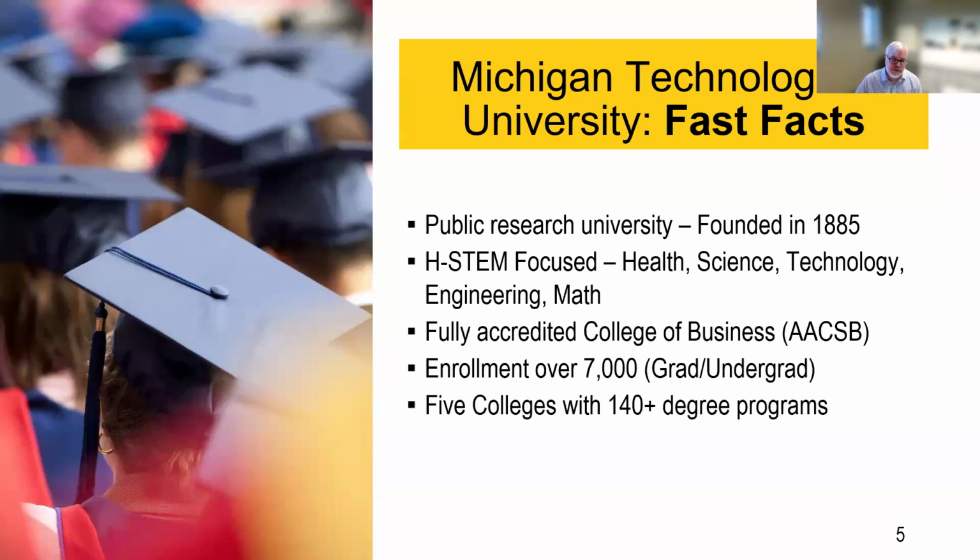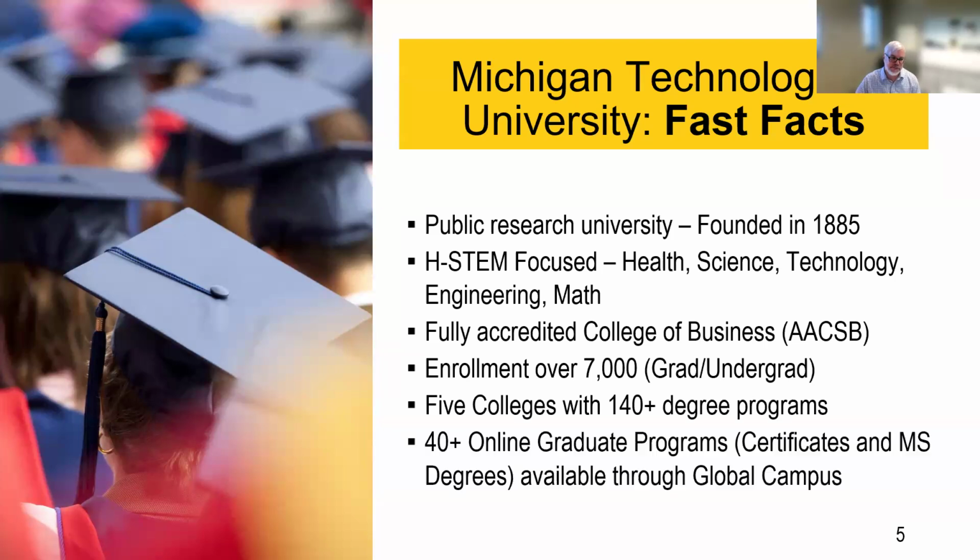We have more than 140 degree programs in our 5 colleges. We have a College of Engineering, College of Sciences and Arts, Computing, Forest Resources and Environmental Science, and our College of Business. And somewhat specific to today's session, in our Global Campus, we have 40 online graduate programs. That includes both certificates and master's degrees. We actually have a couple PhD programs that can be completed fully online as well.